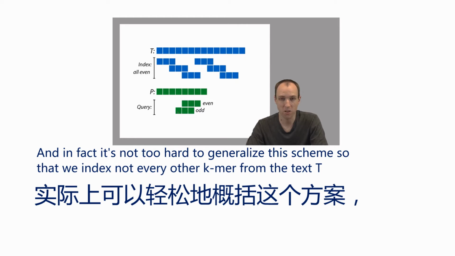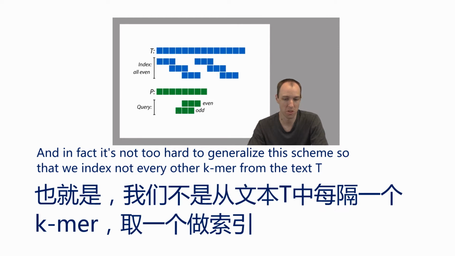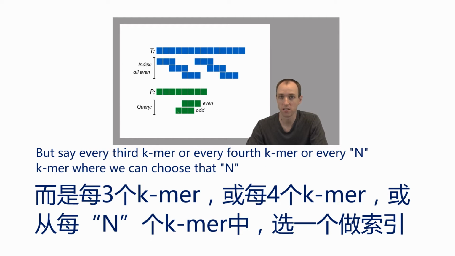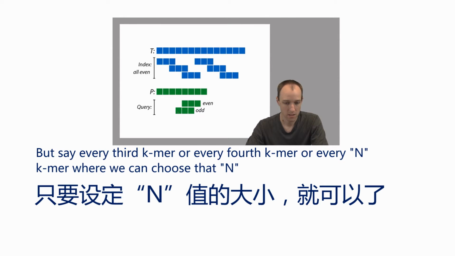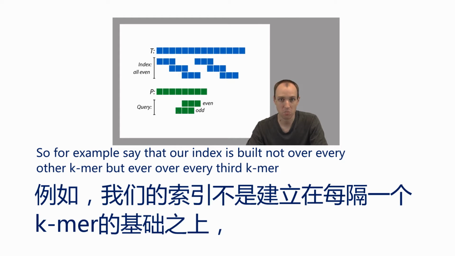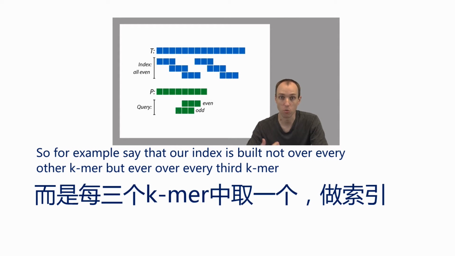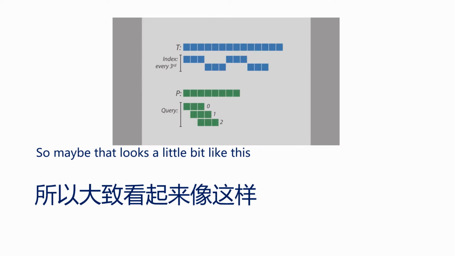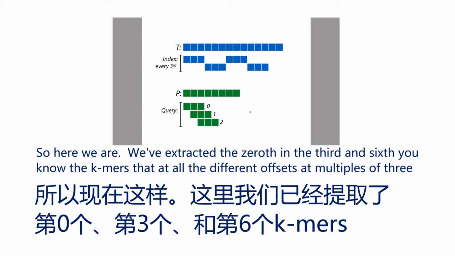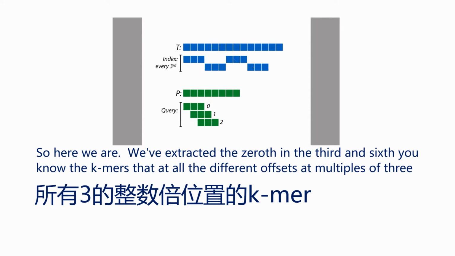In fact, it's not too hard to generalize this scheme so that we index not every other k-mer from the text T, but say every 3rd k-mer, or every 4th k-mer, or every nth k-mer where we can choose that n. For example, say that our index is built not over every other k-mer, but over every 3rd k-mer. Maybe that looks a little bit like this. Here we've extracted the 0th and the 3rd and the 6th, the k-mers at all the different offsets at multiples of 3.